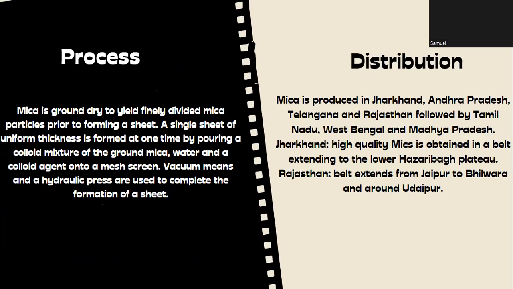Distribution. Mica is produced in Jharkhand, Andhra Pradesh, Telangana, and Rajasthan, followed by Tamil Nadu, West Bengal, and Madhya Pradesh. In Jharkhand, high quality mica is obtained in a belt extending to the lower Hazaribagh Plateau. The Rajasthan belt extends from Jaipur to Bhilwara and around Udaipur.